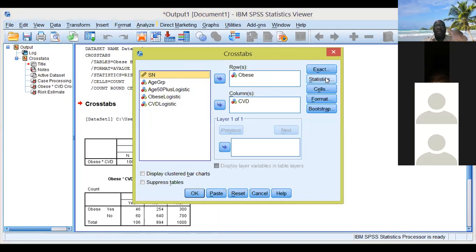We want to use age now. We don't want to run age separately. So bring age now as the layer. Move age here to the layer. Then click on Statistics and click on Mantel-Haenszel.